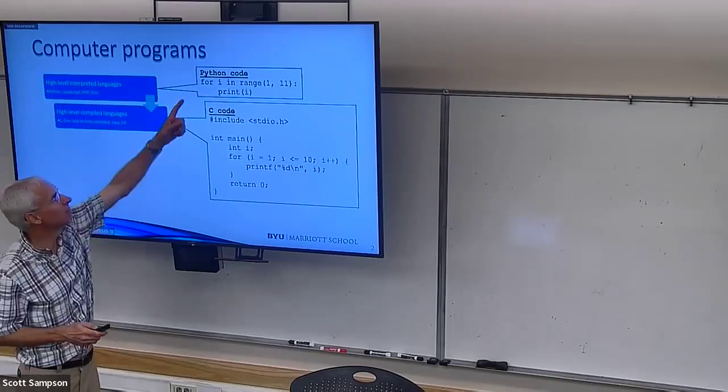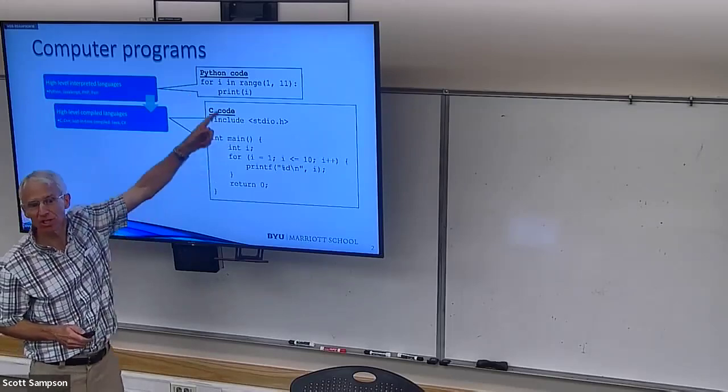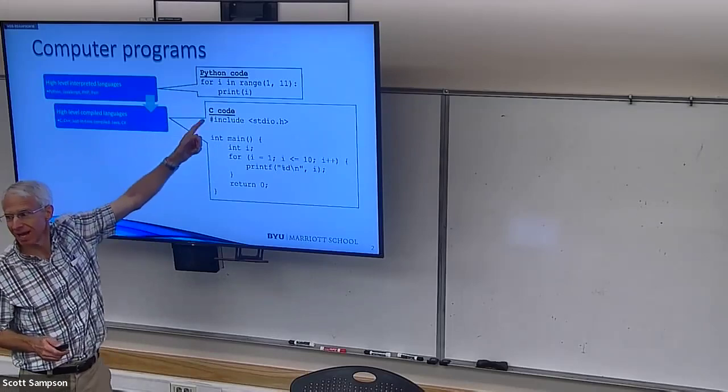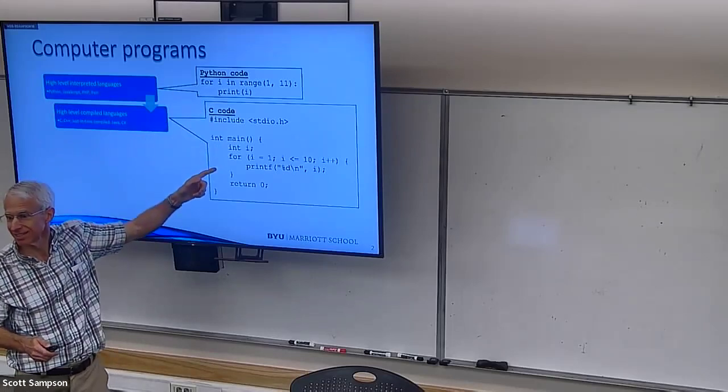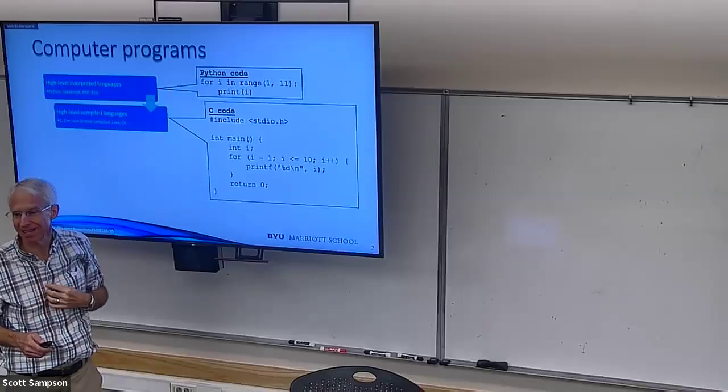Now, which is the better program? These two programs do exactly the same thing. They count from 1 to 10. Which of these is a better program? Python or C? I can do it simpler. For me, I prefer Python.